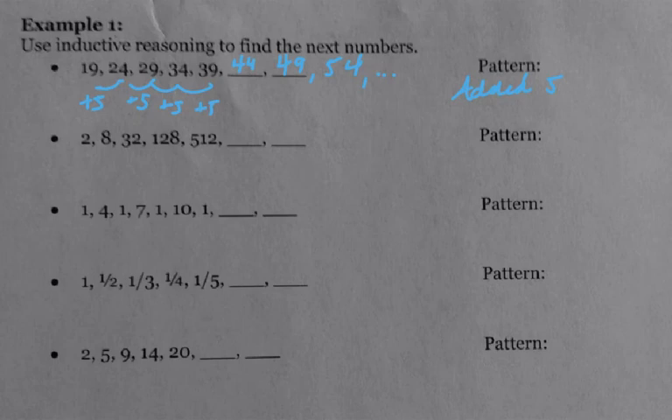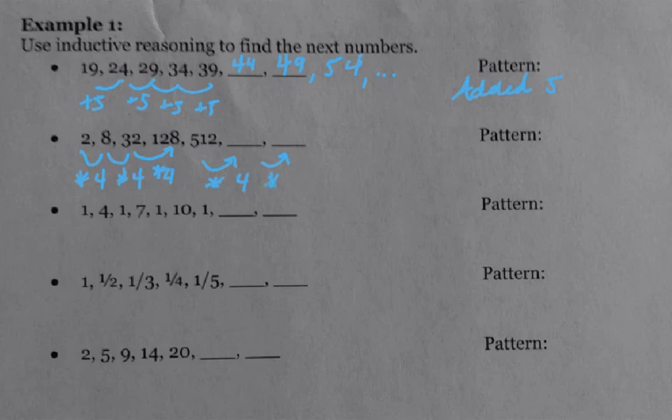a consistent additive pattern, but if I look at this, how do I go from 2 to 8? Well, if I multiply by 4, 2 times 4 is 8. 8 times 4 is 32. 32 times 4 is 128. So I can see that to find these next two numbers, I'm going to have to multiply these by 4. I'm going to get some really big numbers.